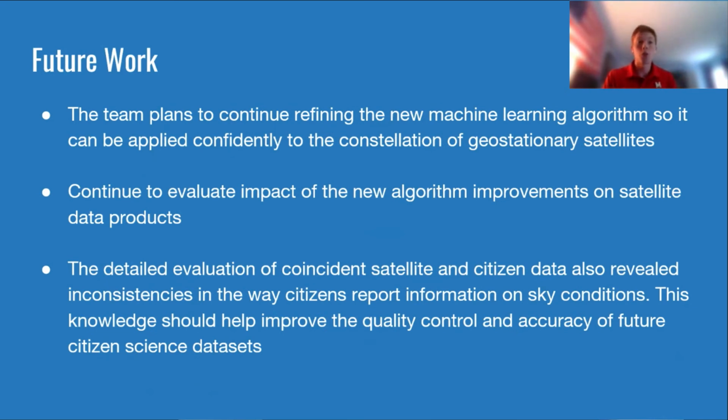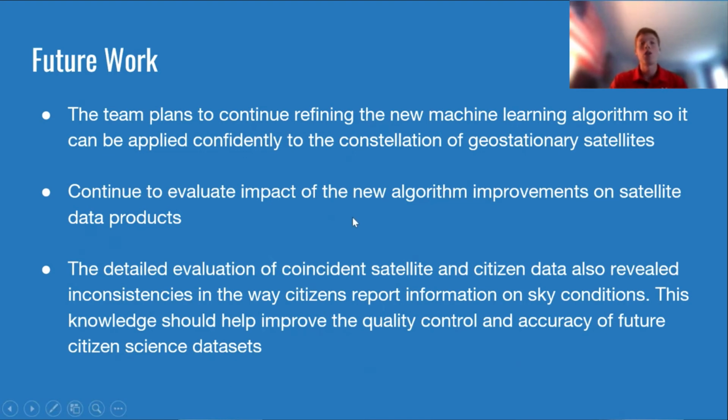For some of the future work, the SAT-core team will continue to refine this new machine learning algorithm as time progresses in order for it to be applied confidently to the other geostationary satellites. Currently, I believe they're working on applying it to GOES 17, and then eventually they'll apply it to Meteosat and the Himawari satellites.